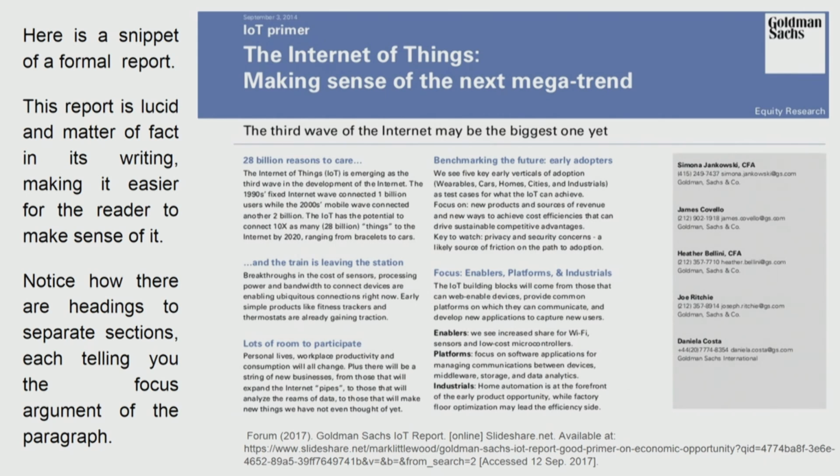Look at the subheadings: 28 billion reasons to care, and the train is leaving the station. Lots of room to participate. Benchmarking the future: focus, enablers, platforms and industrials. What are we doing here? Subheadings separate sections and show the focus of the argument in each paragraph. So this is how you read.